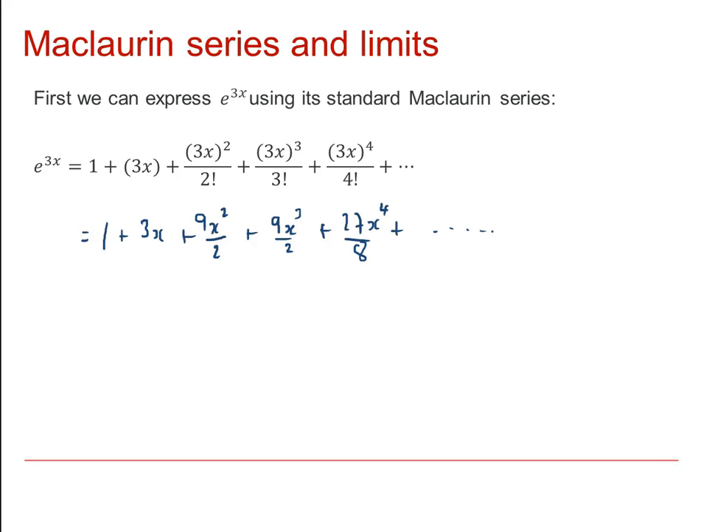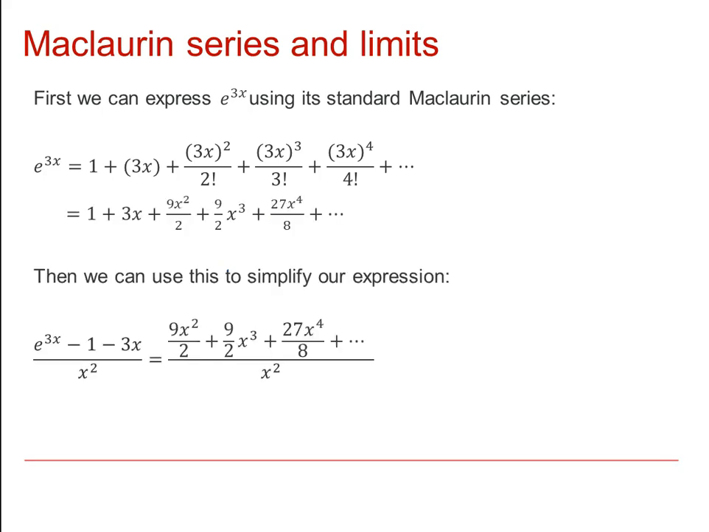Once we've got that expression, we can now use that to simplify the expression that we need to find the limit of. That's just dividing by x squared to give us 9 over 2 plus 9 over 2 x plus 27x squared over 8.